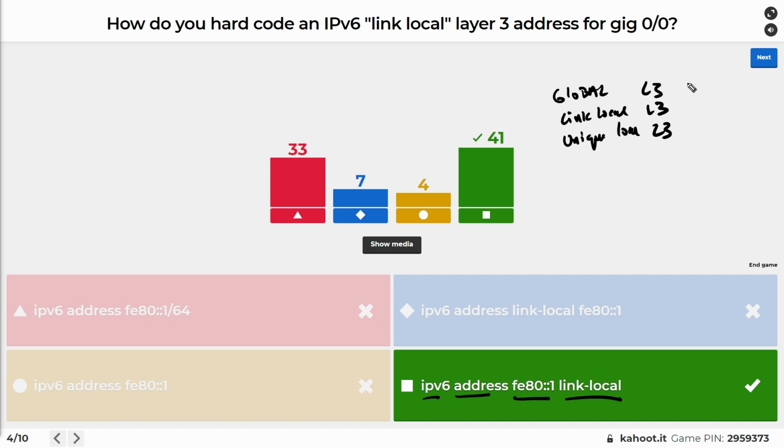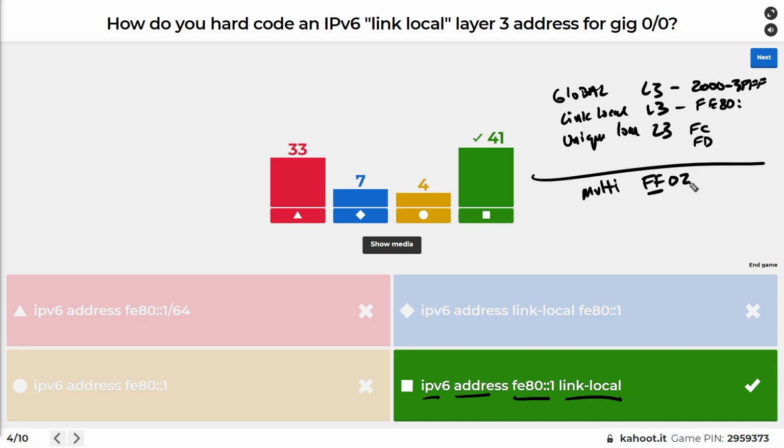But global addresses, just as a reminder, this may help on some other questions coming up. It starts with 2000 through 3FFF. I would commit these to memory. Link local is FE80, starts with that. And a unique local is FC or FD. And then, you know what? What the heck? Multicast addresses start with FF. So if we had a FF, that's always going to be a multicast. Then we have the next two characters. And if it's a 2 in that fourth character, which is the fourth grouping of 4 bits, if there's a 2 there, that means it's local.